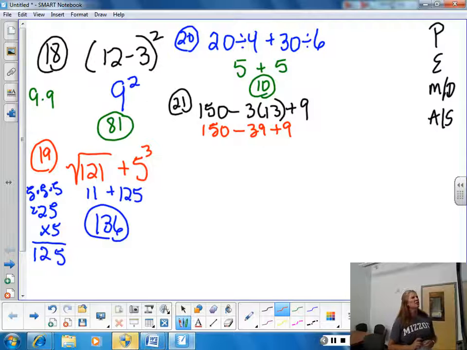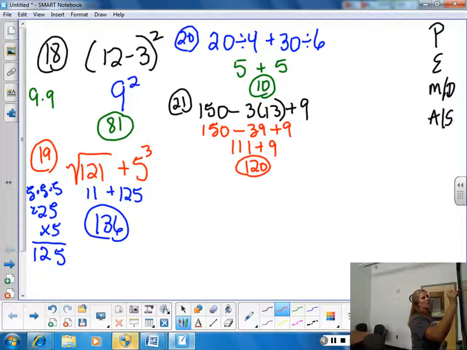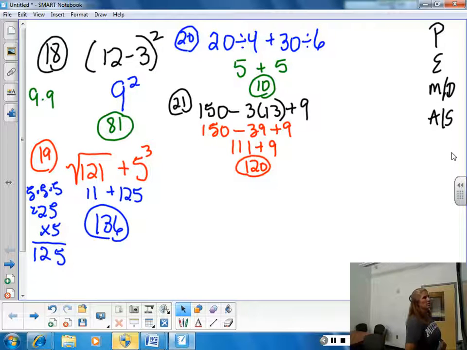150 minus 39 is 111. You don't have to be able to do that in your head. You can do it off to the side and get the answer and then come back and put that in. Now 111 plus 9, that's 120. There's that one.